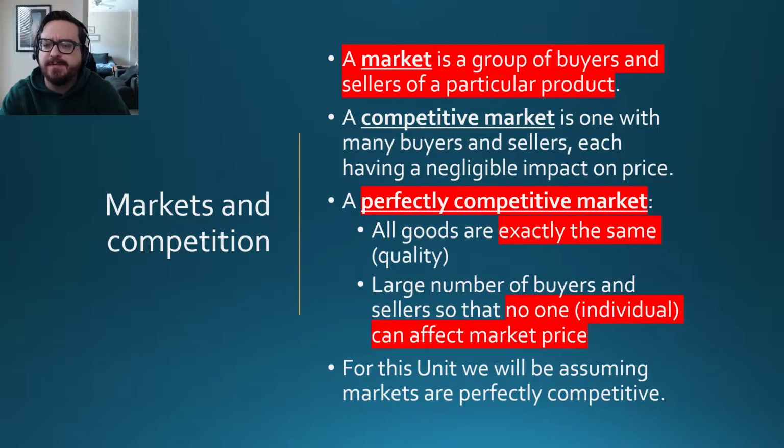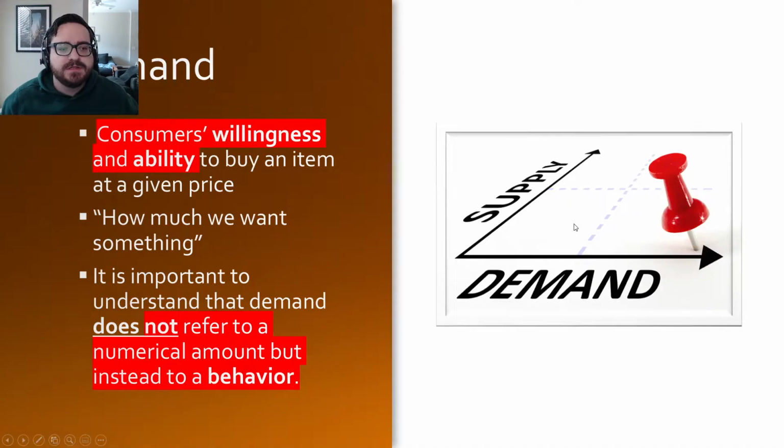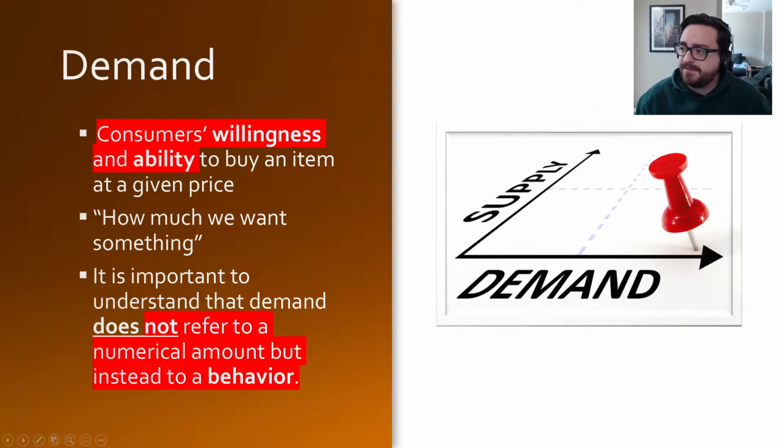Every time we're doing supply and demand in Macro 1, this is not in the real world, this is in Macro 1, we'll go by these two assumptions: that every good in that market is exactly the same quality, and that no one individual buyer or seller can determine the price. Cool? All right. So let's go into them one by one here. Demand, first and foremost. All right.